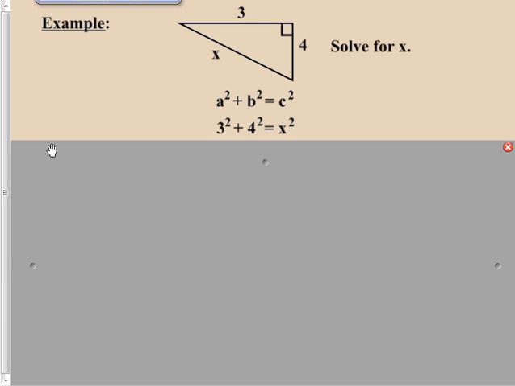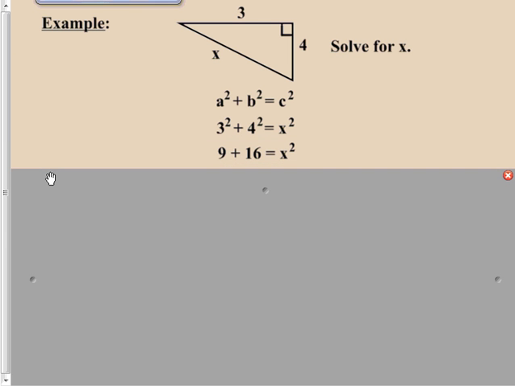Let's simplify some of the mess a little bit. We have 3 squared, which is 3 times 3, that is 9, and 4 squared, 4 times 4, that is 16. We do not know what x is, so there's nothing that we can do with x squared yet.